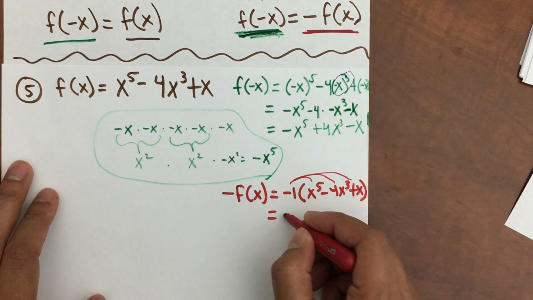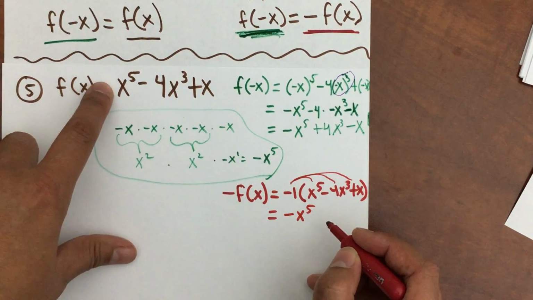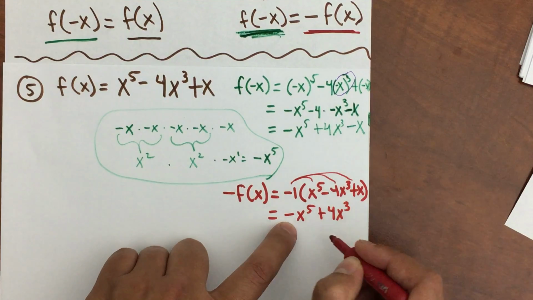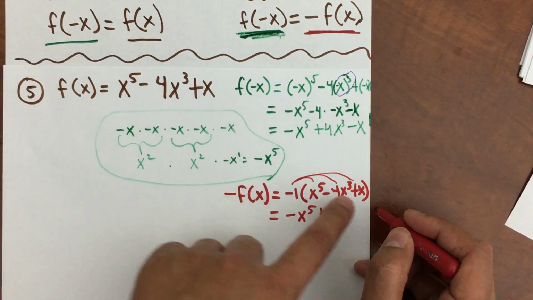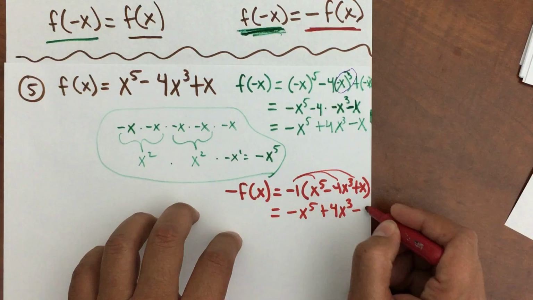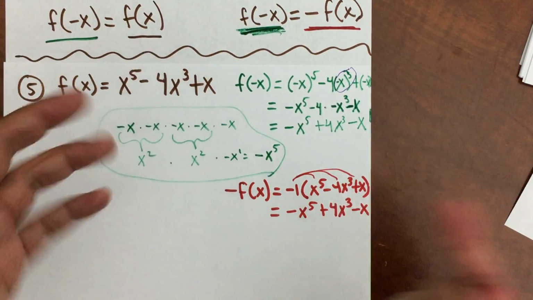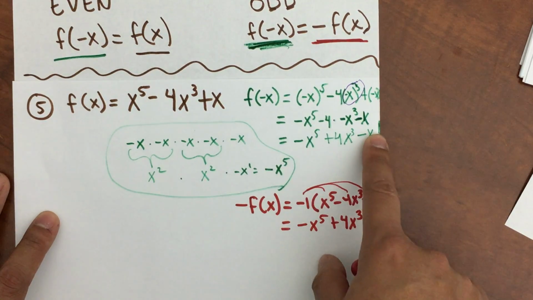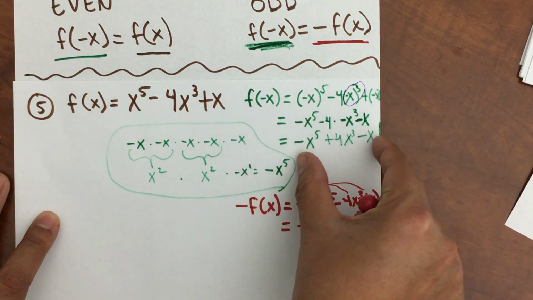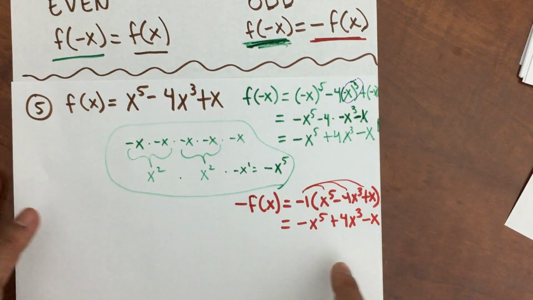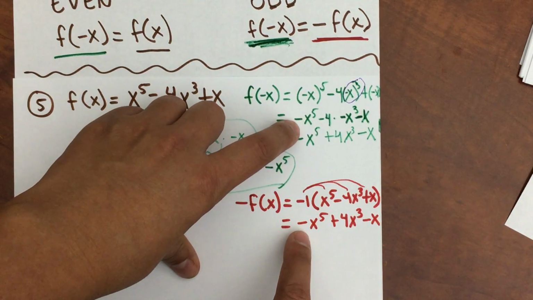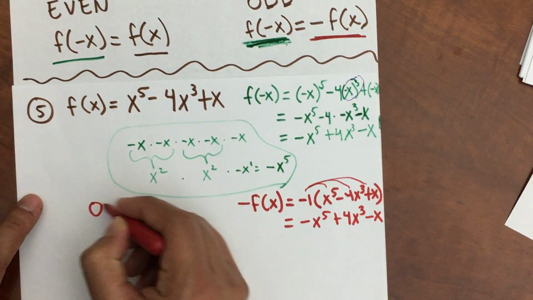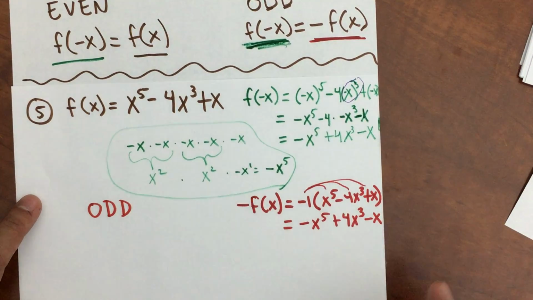So it's going to be negative times positive is negative x to the fifth. Oh, the opposite of that. Negative times negative is positive 4x cubed. Oh, the opposite. And negative times positive is negative x. Oh, the opposite. Okay, so that's why it works when you say, if this is not even, but it's the opposite, then it's going to be odd. Now notice why. These are the same, these are the same, and these are the same, so that means that it's odd. Hopefully I didn't confuse you with that.